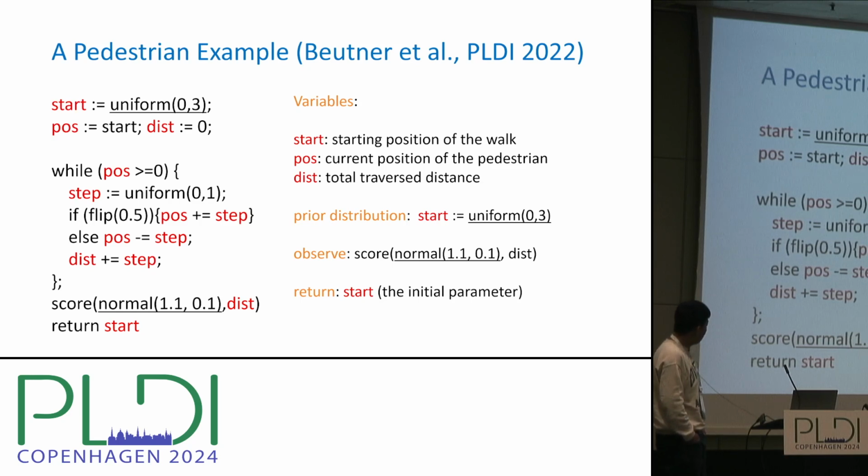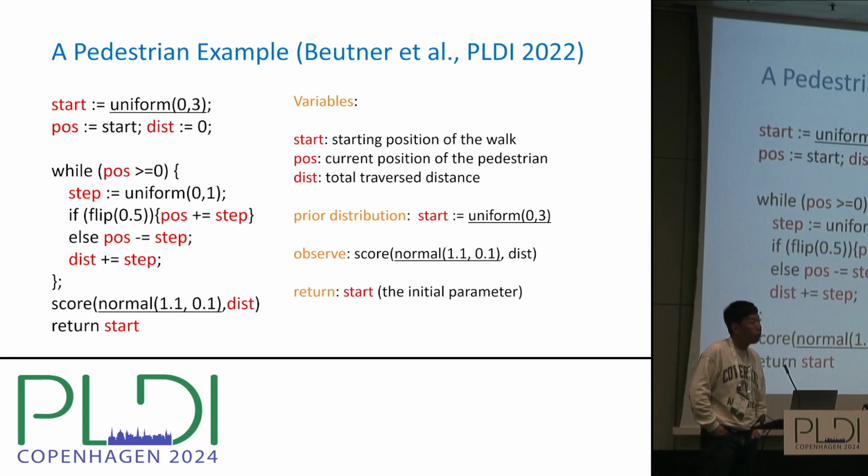At the end of the program, we have this score statement, which is the score of normal(1.1, 0.1), the density function of the normal distribution with mean value 1.1 and variance 0.1. This score statement says that the pedestrian finds that the total distance traveled so far, measured by an odometer, is 1.1, but with normal error. We return this start variable, the initial parameter, which means that we wish to perform the posterior inference for this initial parameter.